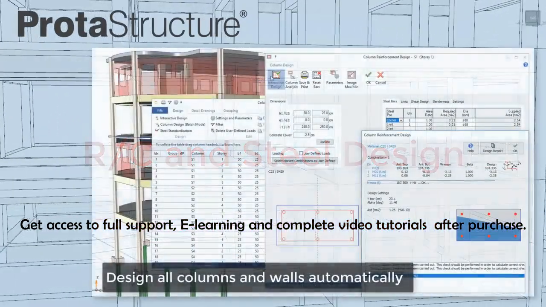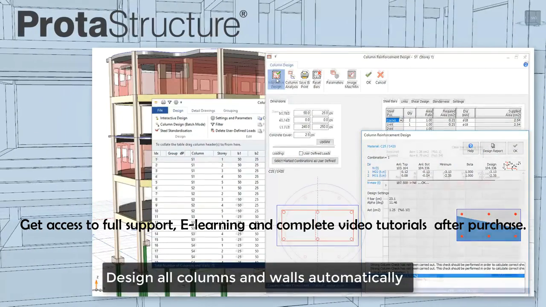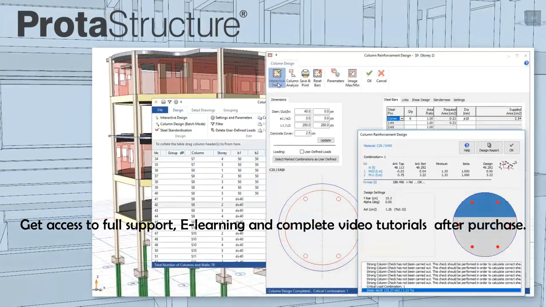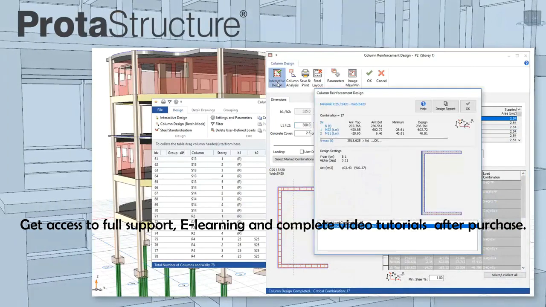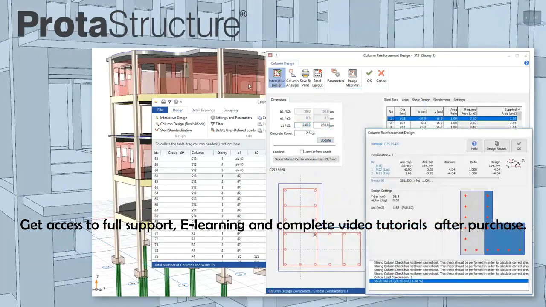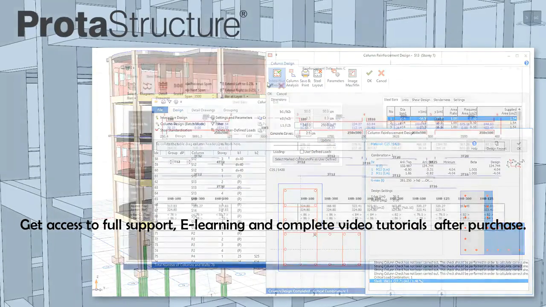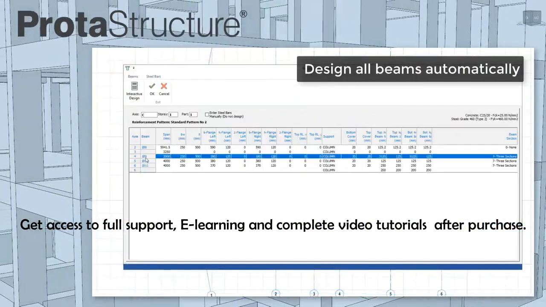Prota Structure automatically designs all your columns, walls, and beams in one go. At any stage, you can interact with the design if you wish. All design checks are live. Members can also be intelligently grouped.